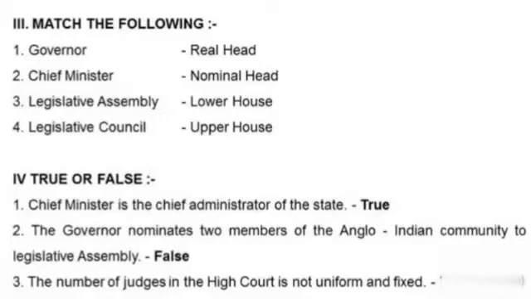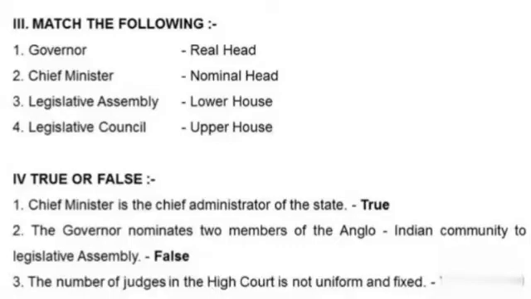Next, third Roman letter, match the following. Governor, real head. Chief minister, nominal head. Legislative assembly, lower house. Legislative council, upper house. Once again, upper house, legislative council. Lower house, legislative assembly. Nominal head, the chief minister. Real head, governor.